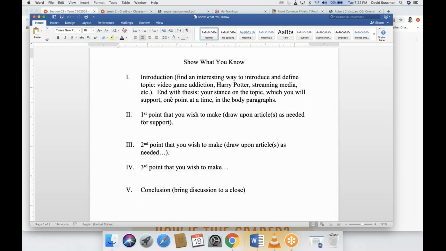And then you make sure that the opening paragraph ends with your thesis. If that word sounds too fancy, it just means you are ending the paragraph with your stance. Okay? Basically, whether you agree, disagree, or somewhere in between.